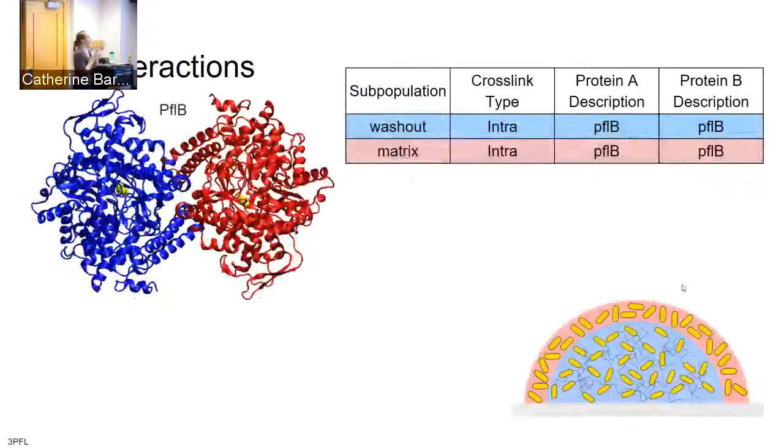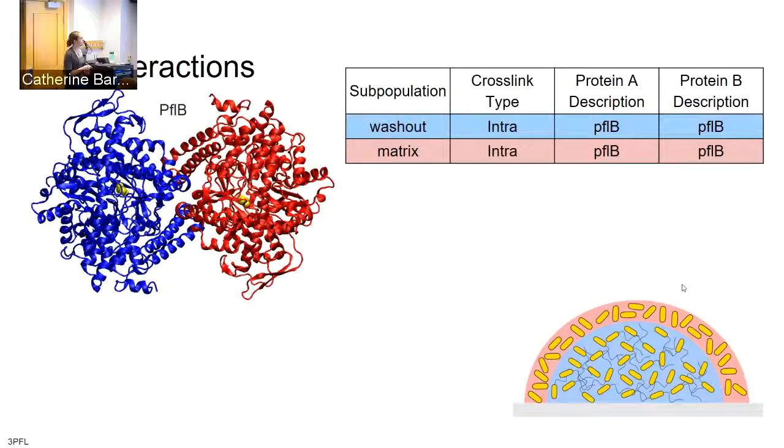Okay, so I've actually started putting one of these systems together. In the data, we looked for crosslinks that were just kind of interesting to us. And we came across PFLB, which is a pyruvate formate lyase enzyme. So it converts pyruvate to formate. And this is what it looks like. It has a dimer form.